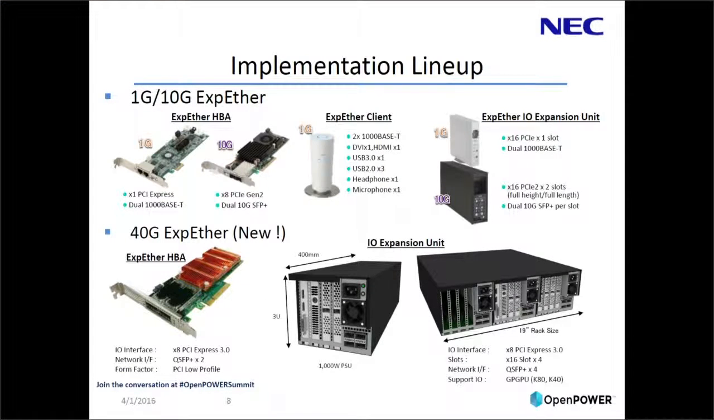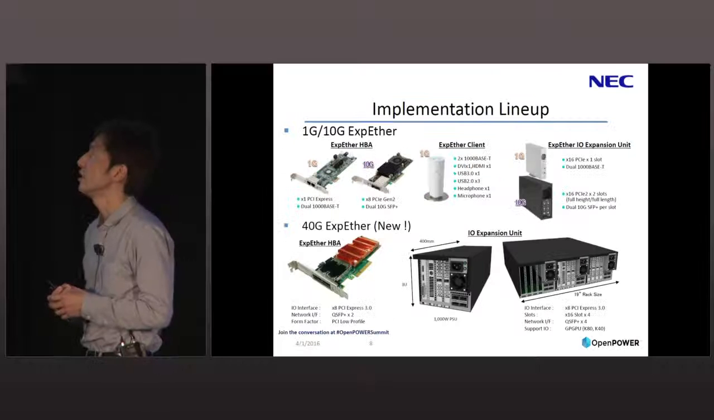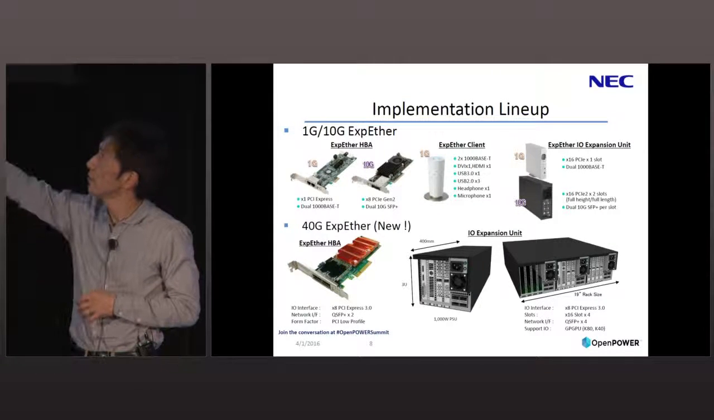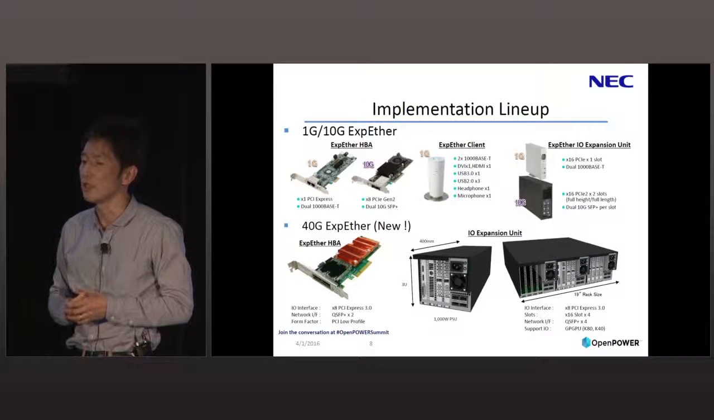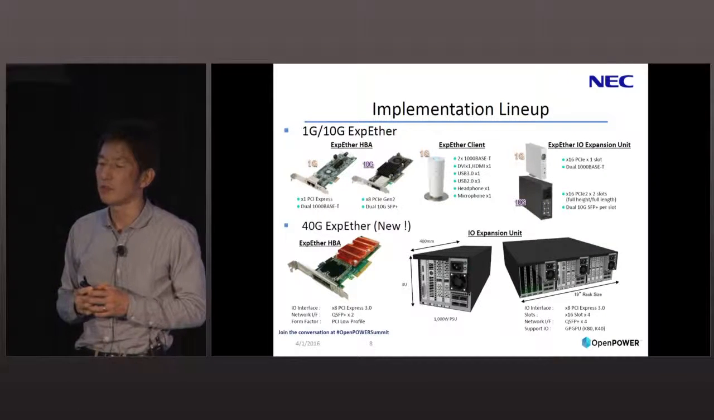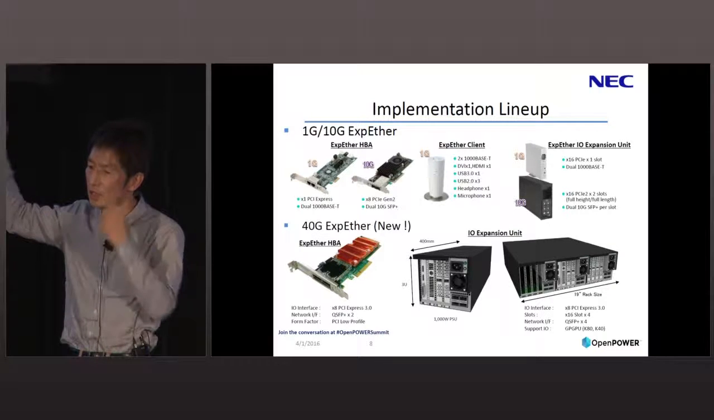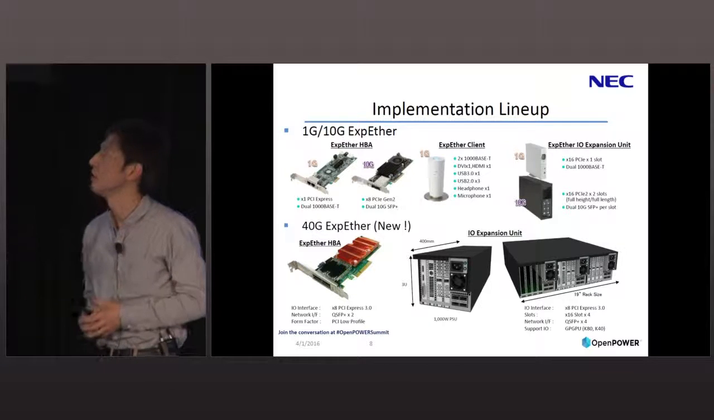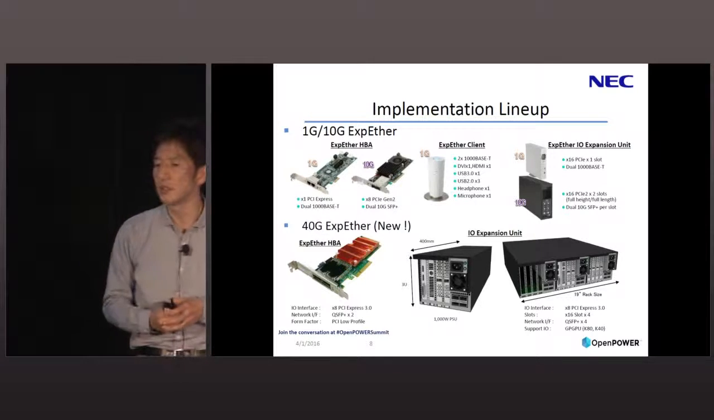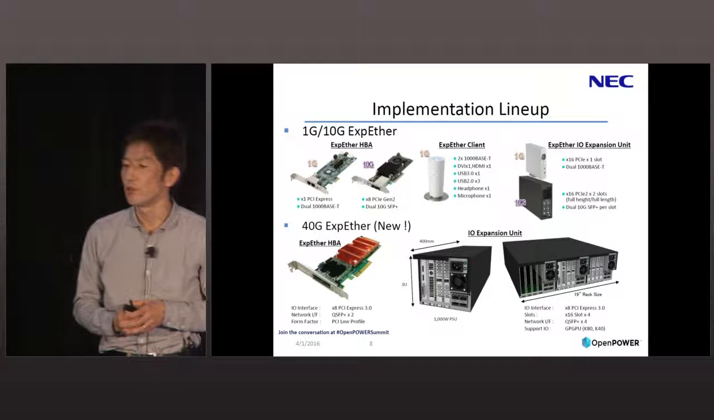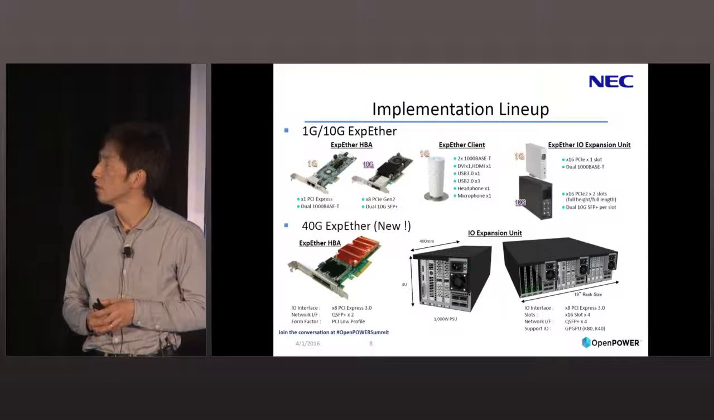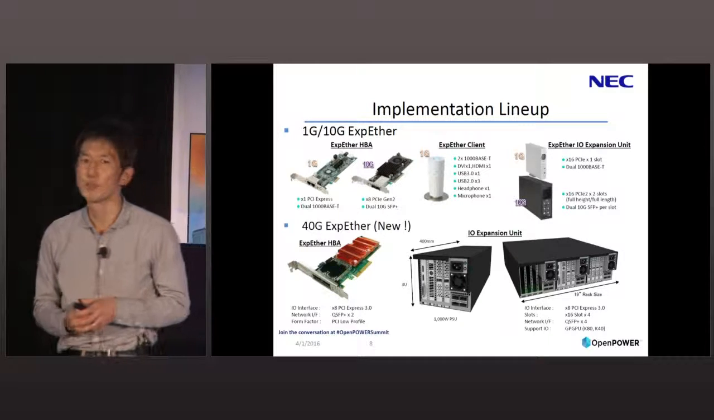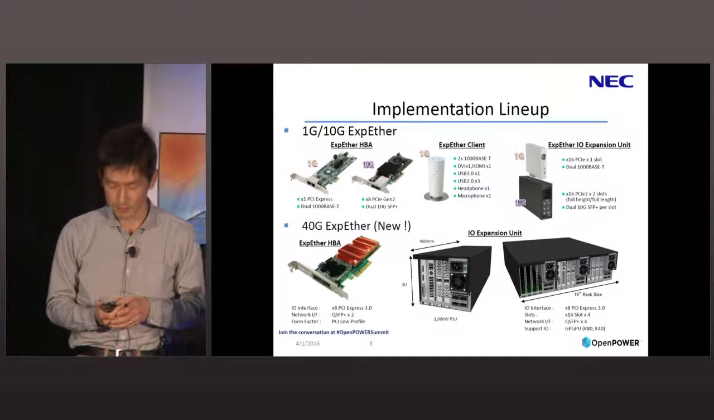So this shows the implementation lineup. There are 3 generations of the ExpEther chip. In terms of the Ethernet interface, we have 1 gigabit Ethernet and 10 gigabit Ethernet. Those chips are implemented into host bus adapter cards and expansion boxes. And these are quite new ones. They have PCI Express Gen 3 by 8 and dual 40 gigabit Ethernet. So it can afford to connect high-performance accelerators to the Power servers.